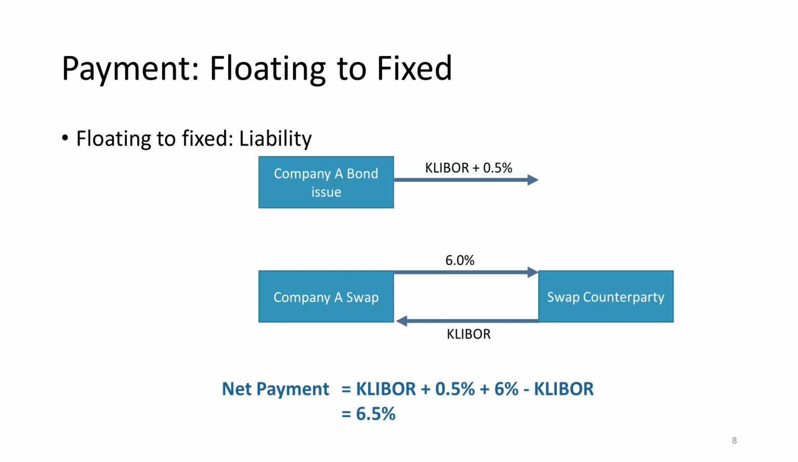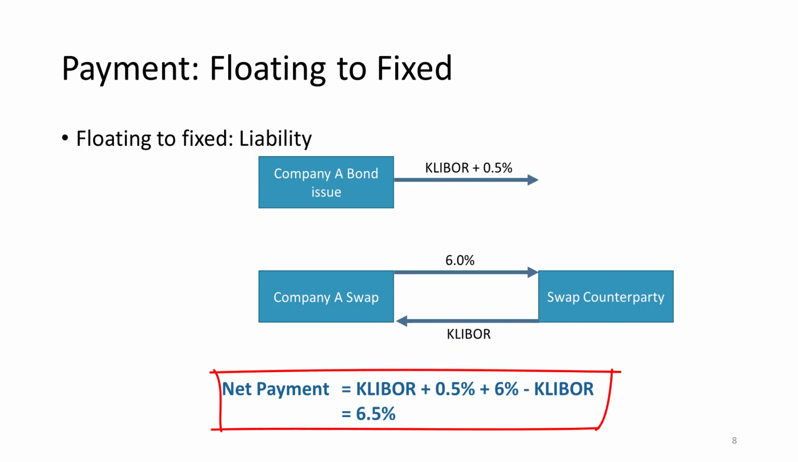In this diagram, you can see that any money inflow is noted by inward arrow and money outflow is noted by outward arrow. Since this company issued a bond, there will be a money outflow of CLIBOR plus 0.5%. When the company enters into a swap, they will pay 6% and they will receive CLIBOR from the counterparty. So the net payment for the company will be CLIBOR plus 0.5% plus 6% minus CLIBOR. So the net payment is now 6.5%.